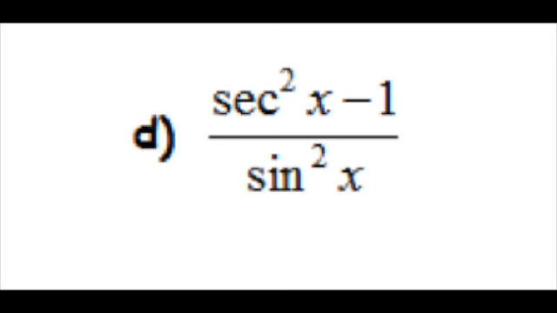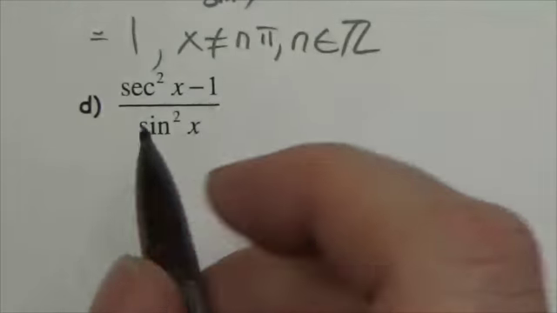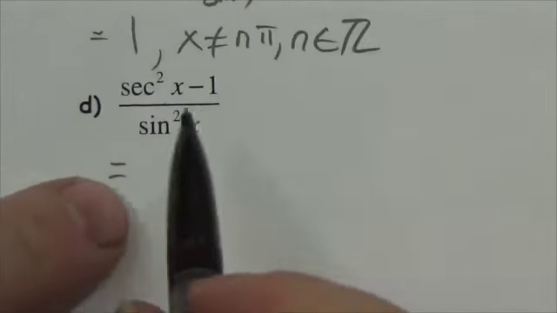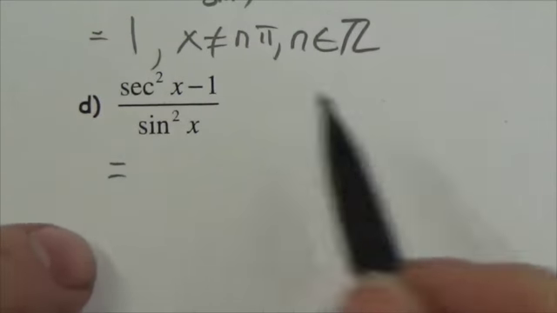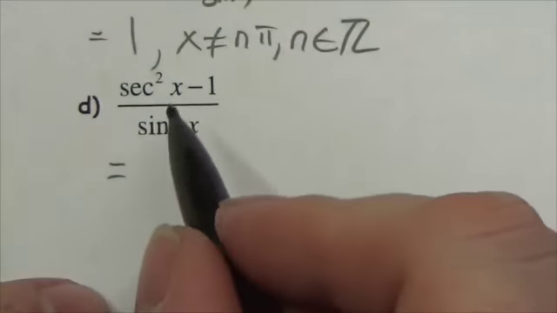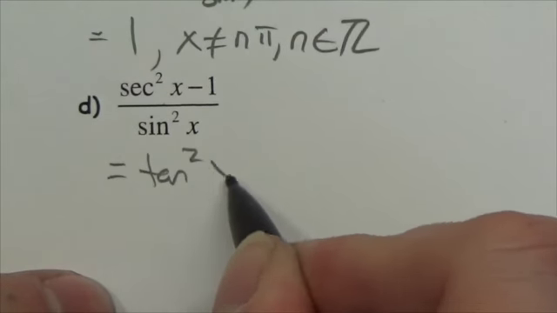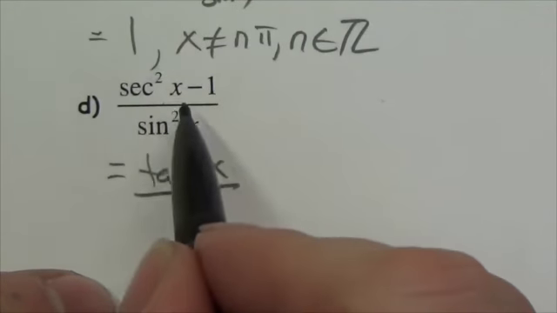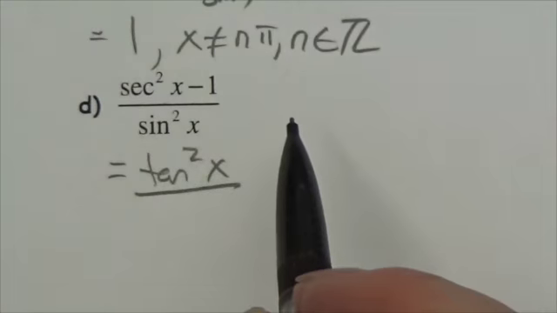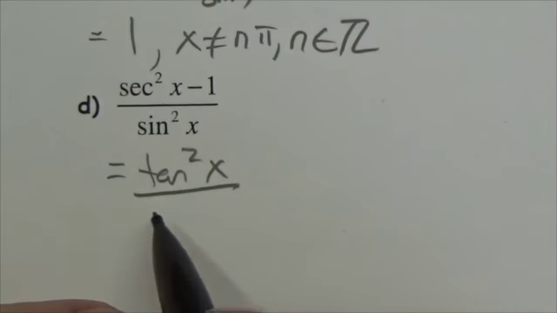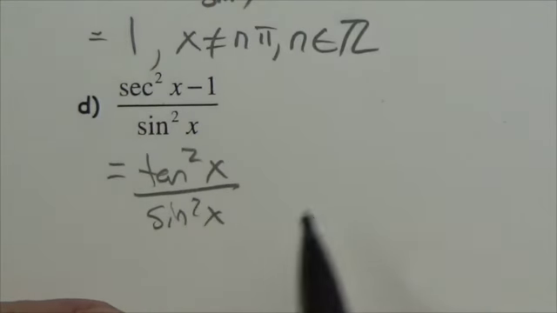The secant squared of x minus 1 divided by the sine squared of x. Okay, now in this case, the Pythagorean identity kind of jumps right out at you. Secant squared minus 1, well, that is going to be equal to tangent squared. Now that's not obviously what the identity is. What you've got to do is manipulate it a little bit. You just have to subtract the 1 over sine squared of x.